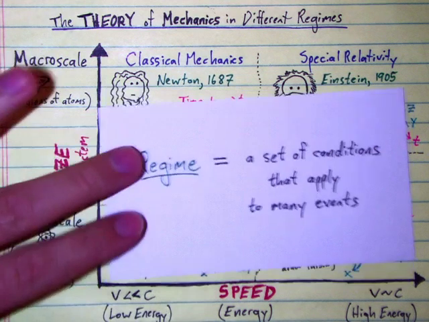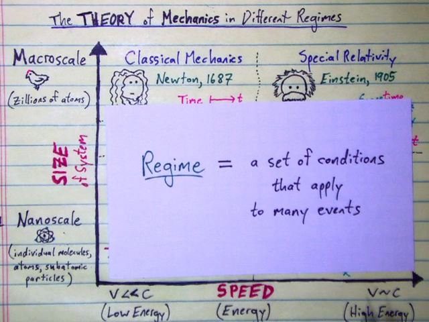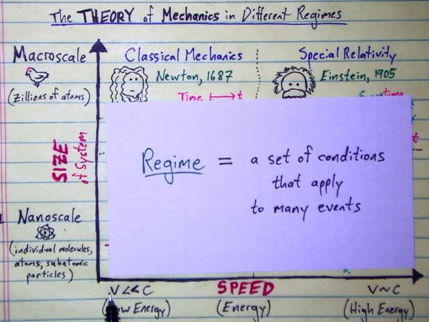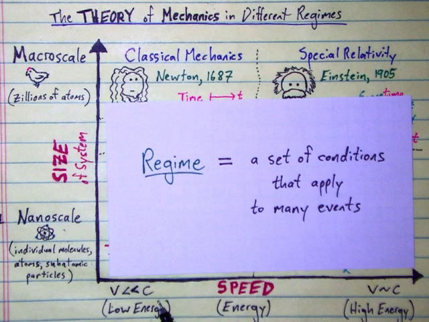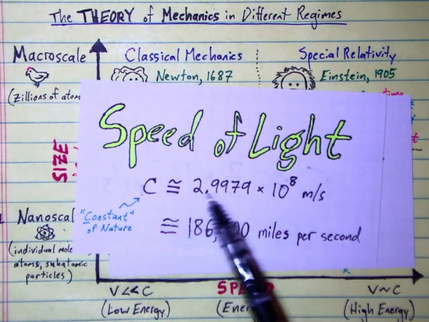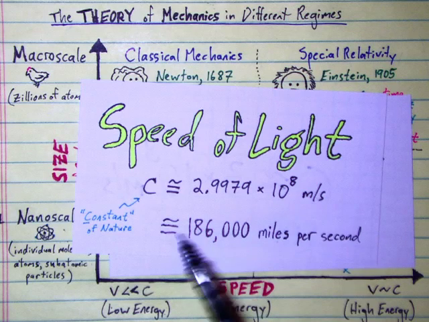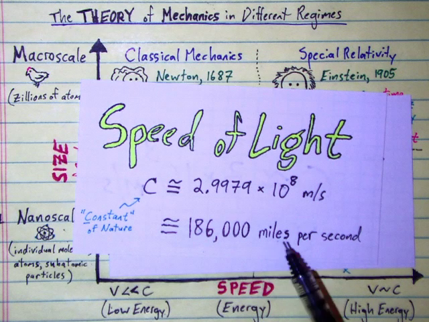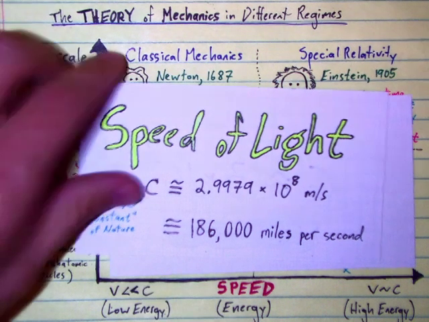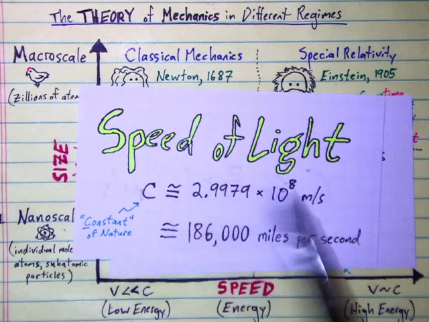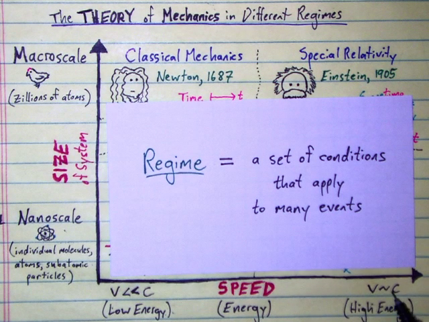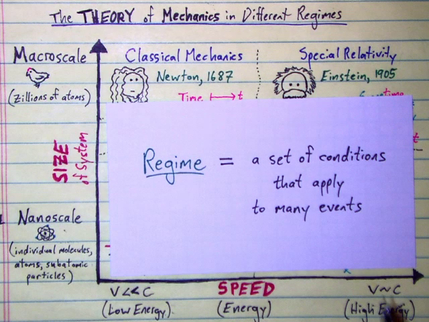On the other axis, we have the speed of the systems, how fast the objects are moving. Speed corresponds to the energy that the objects have. So when the speed v is much less than the speed of light, represented by the letter c, speed of light being 2.9979 times 10 to the 8th meters per second, that's approximately 186,000 miles per second. And I'm given the letter c because it's a constant of nature. When your objects are moving at speeds much less than this, that is the low energy regime. But when your objects are moving at very near the speed of light, that is the high energy regime.